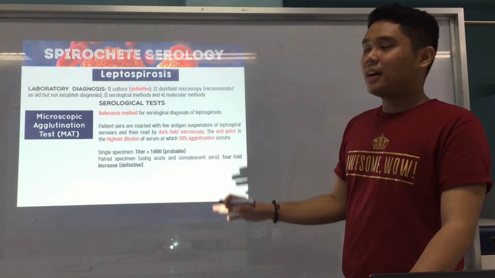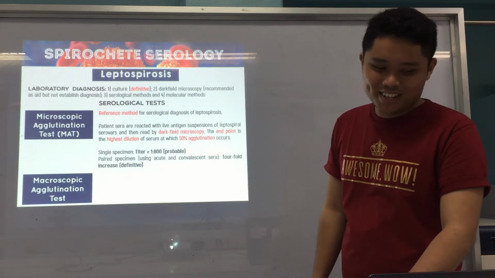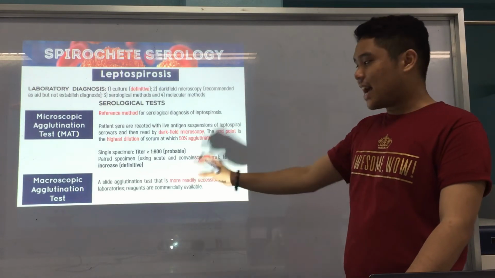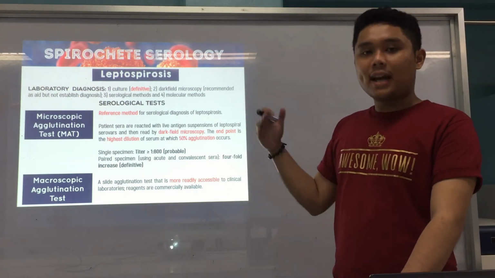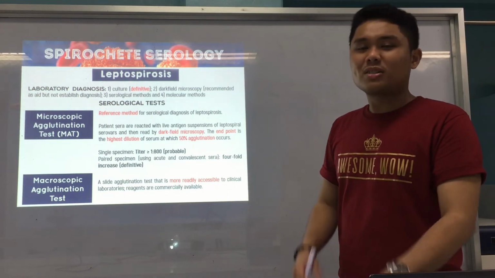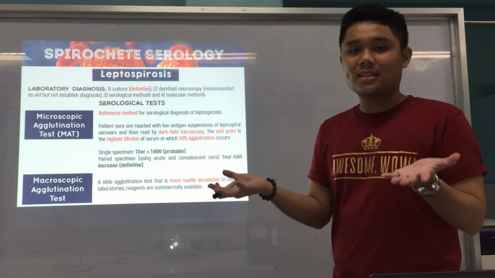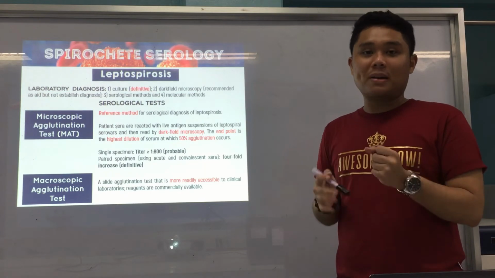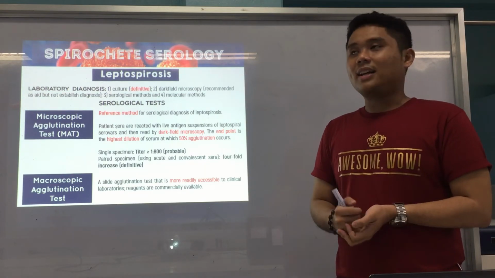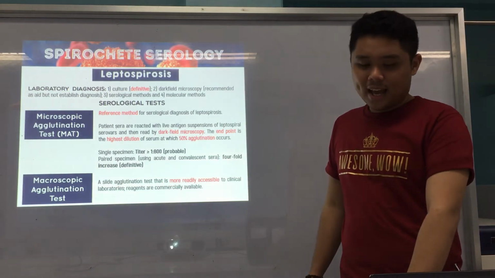Don't be confused, because we also have a macroscopic agglutination test. This is a slide agglutination test, and it's usually more accessible to laboratories, and the reagents are also commercially prepared. So it's just a slide agglutination test, like a normal run of a test such as CRP. But the reference method is the microscopic. Please take note, it also comes out in the boards.